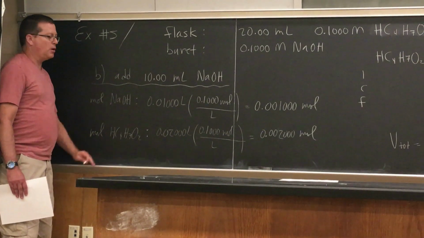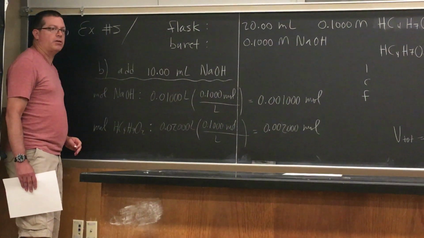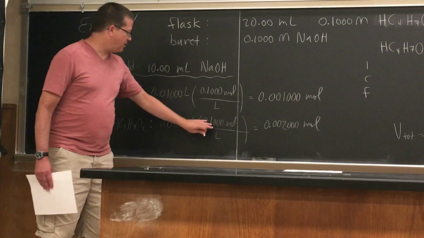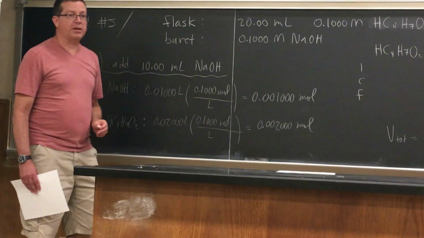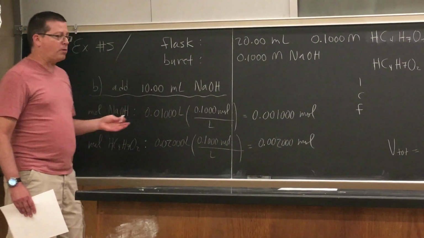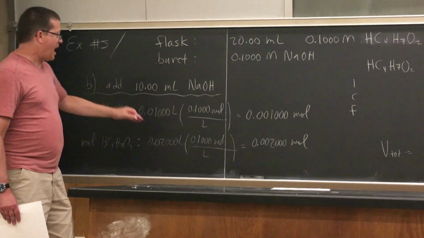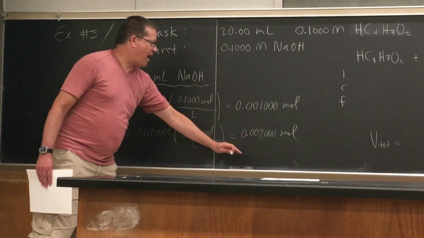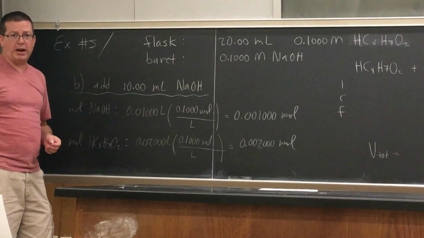Likewise with the acid, we're starting out with 20 milliliters of it. That's the same thing as 0.02 liters. We're going to multiply that by the concentration of the acid, and we get 0.002 moles of the acid. So at this point, we can see where we are in the titration. I have not yet added enough moles of base to react with all of the moles of the acid, so we know that we are before the equivalence point.